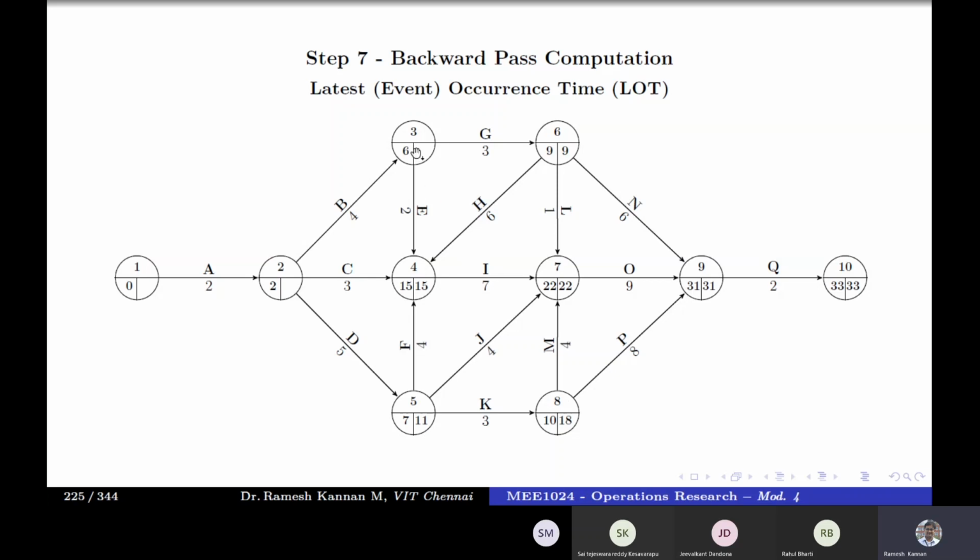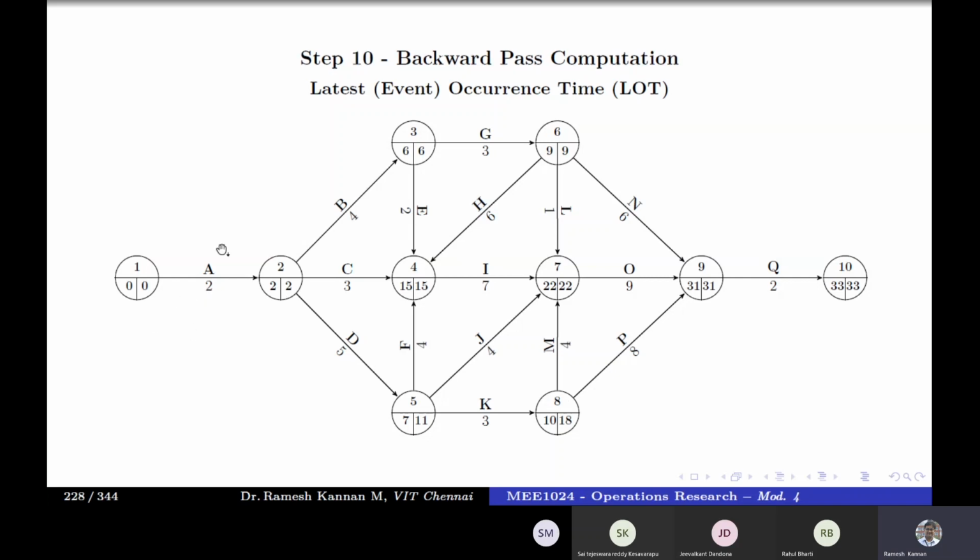And finally, we can go to 3. 3 has got two arrows leaving. So 15 minus 2 or 9 minus 3. So 9 minus 3 is minimum. That will be 6. And this event 2 has got three arrows leaving. So one is 6 minus 4, which is 2, or 15 minus 3, which is 12. Then 11 minus 5, which is 6. Out of this, the minimum is 6 minus 4 is 2. Then the final stuff, which is nothing but 2 minus 2 is 0.